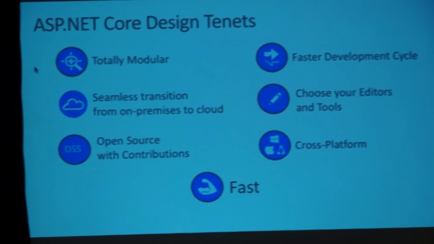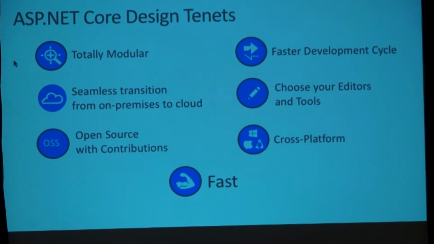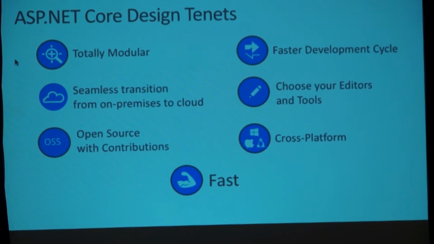So, there are 7 design tenets when we decided to build ASP.NET Core. And because we're going to be doing all this stuff on a Mac, I'm actually going to hit a bunch of these. I'm going to show you a faster development lifecycle. I'm on a Mac. I don't have Visual Studio 2015 here, so we're going to be choosing a different editor. And cross-platform, of course, fast. We'll see how fast it is. I'm not going to get into the transition stuff, but totally modular, you will see that.